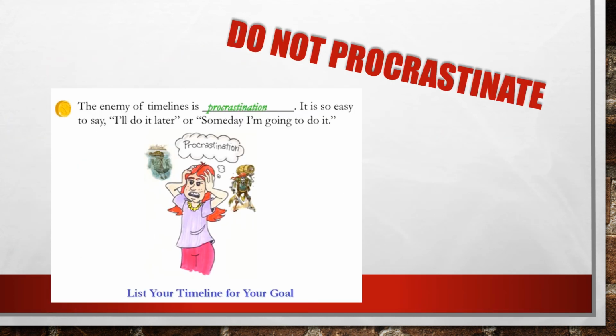Once again, do not procrastinate, okay? The enemy of timelines, again, is procrastination. It is so easy to tell yourself, I'll just do it later, or someday I'm going to get to it. Don't do that, okay? It's just hurting yourself and it's pulling you down. If you want to achieve your goals, the best time to do it is now. Take action now.